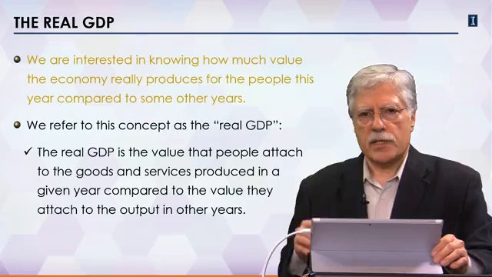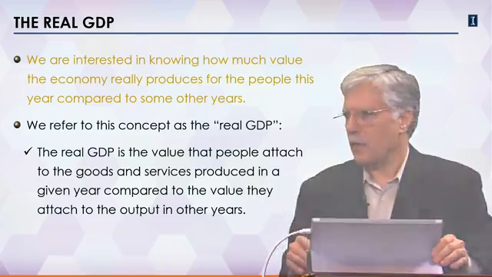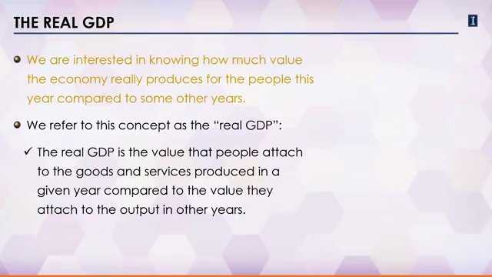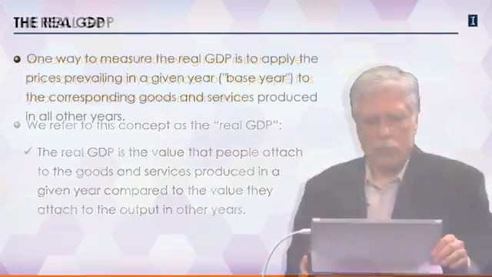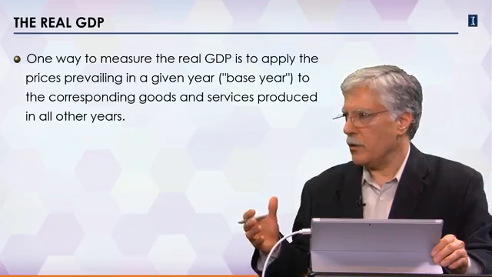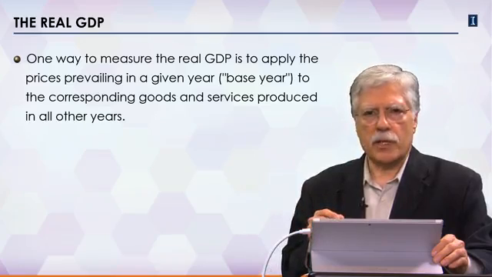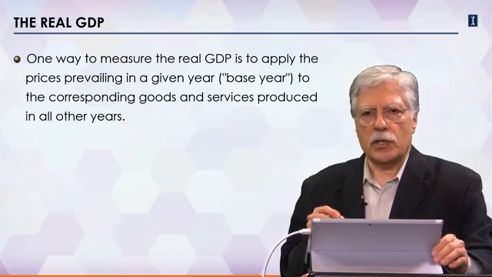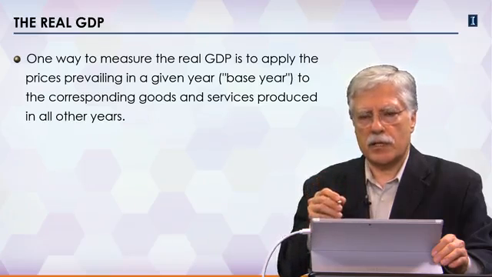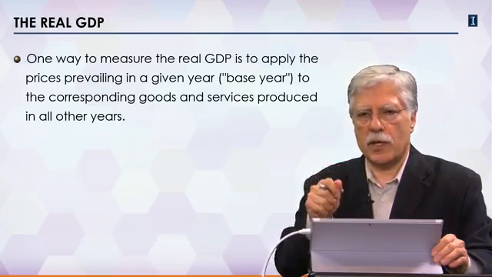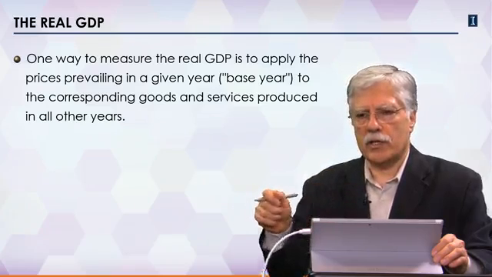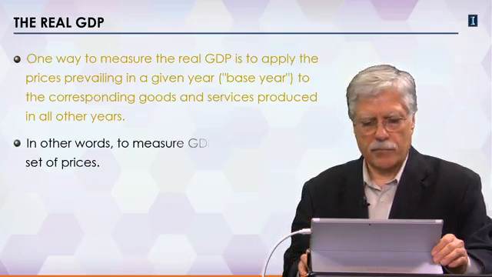To achieve this, we first start with the definition of real GDP. The definition of real GDP is the value that people attach to the goods and services produced in a given year compared to the goods and services produced in another year. That's the definition. How are we going to be measuring this? One simple way of measuring real GDP is to choose a set of base prices, choose a year, and use the prices of that year for all other years. Get rid of the inflation effect.